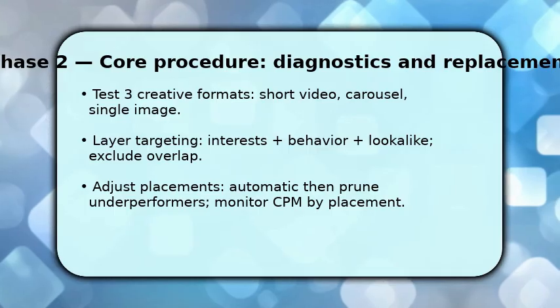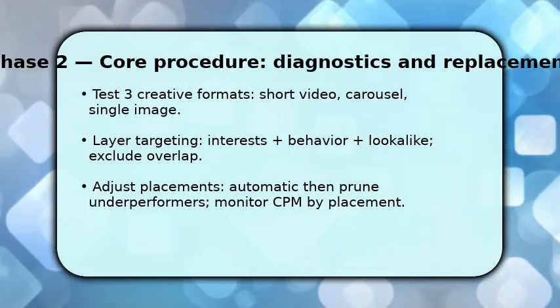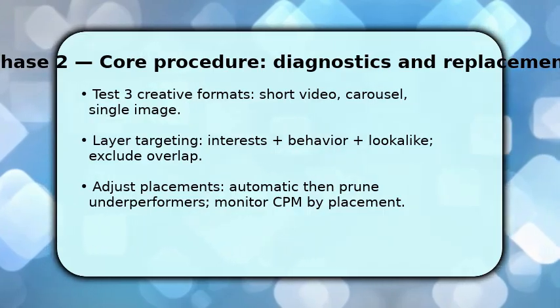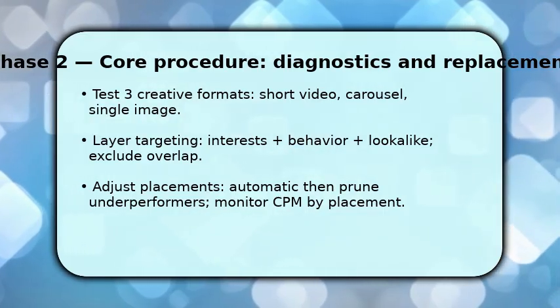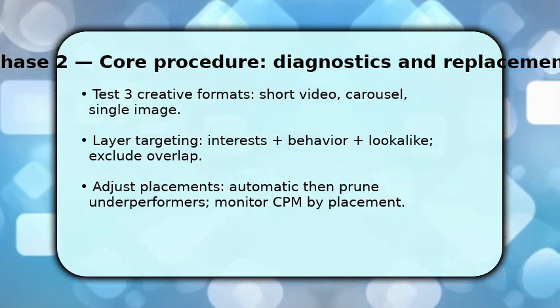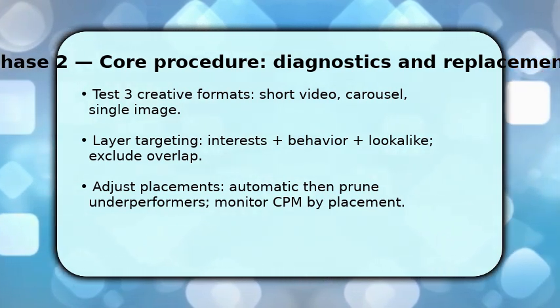Once campaigns gather data, compare CPM by placement and prune underperforming slots. Automatic placements are fine to start. Also stagger budgets to let learning complete. If a set hasn't exited learning in 24-48 hours, make one controlled change to avoid reset.